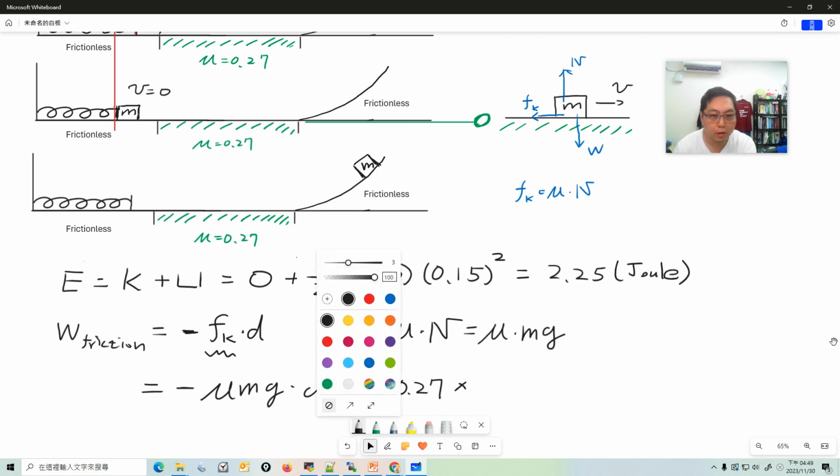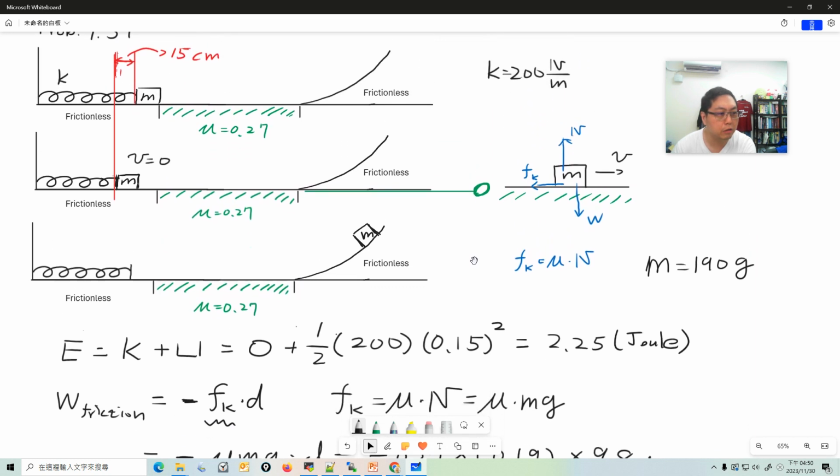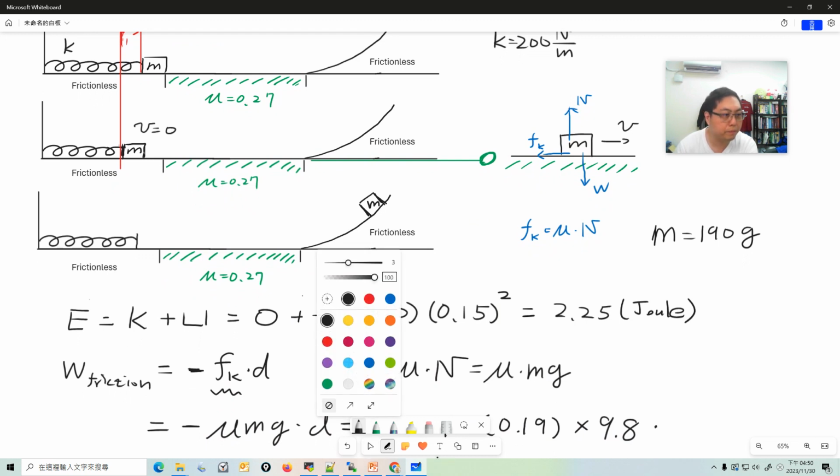190 gram. Okay, mass is 190 grams, so it's 0.19 kilogram because we want to use the MKS system. And the acceleration of gravitational force is 9.8. And what's the length of this rough surface? I think the problem says it's 85 centimeter, right? Do you remember the problem?